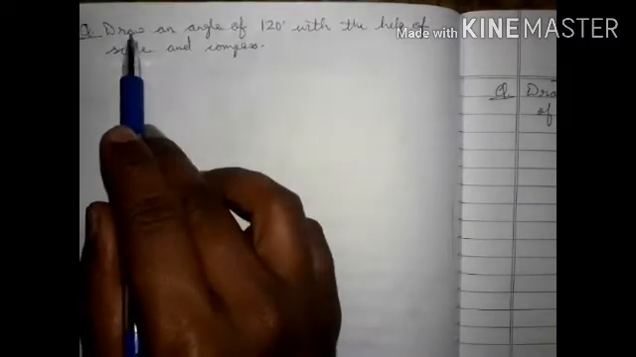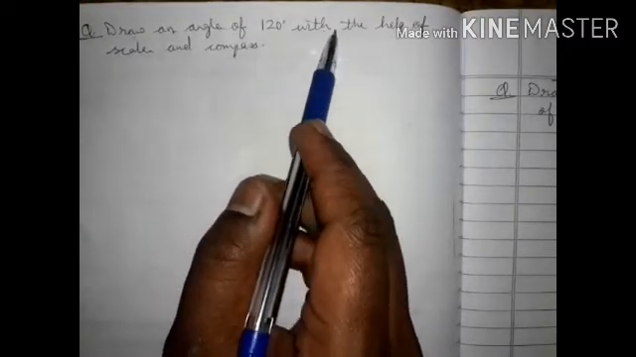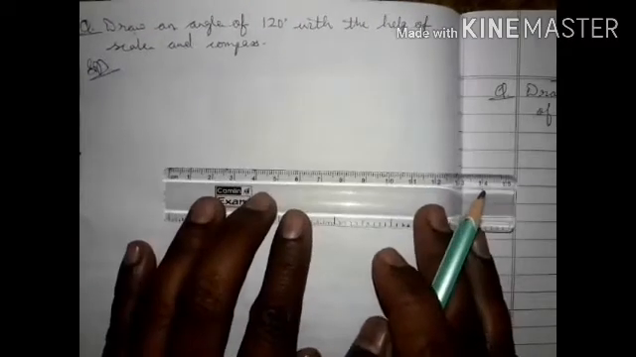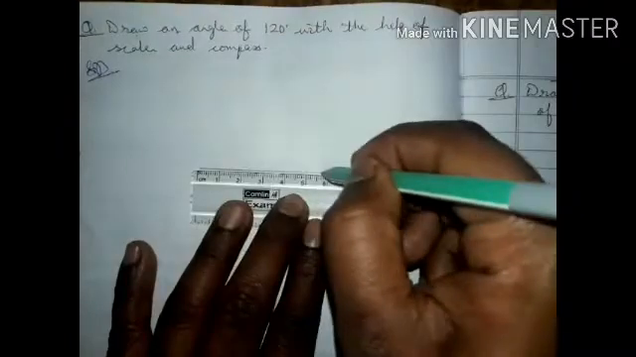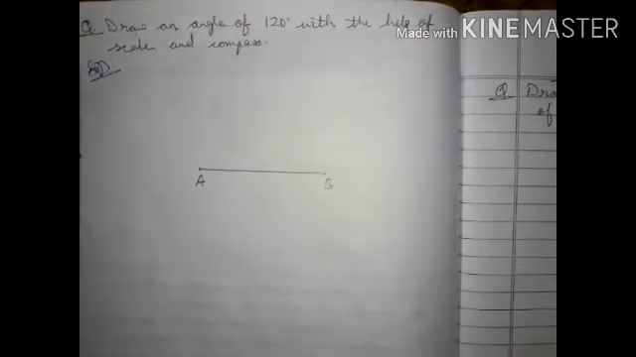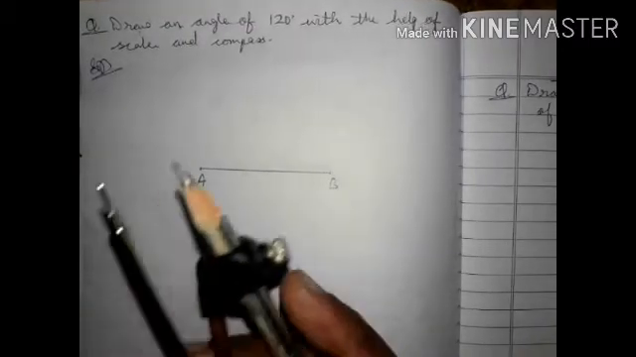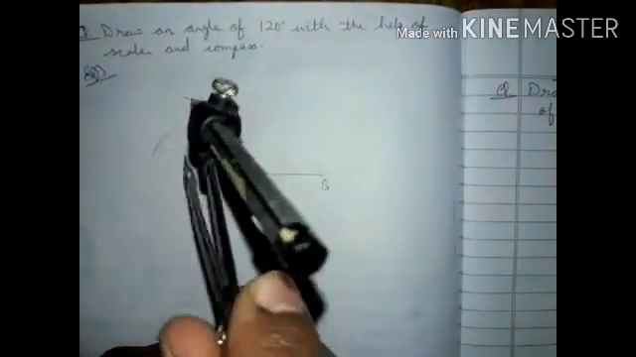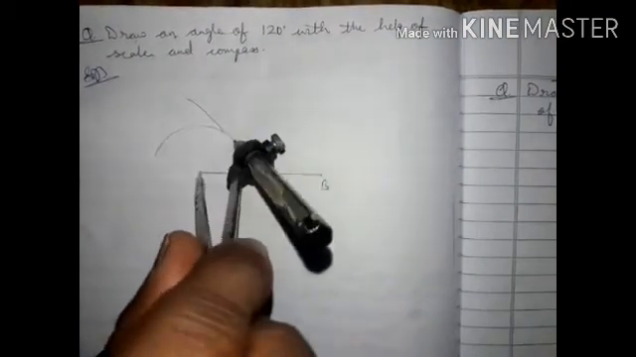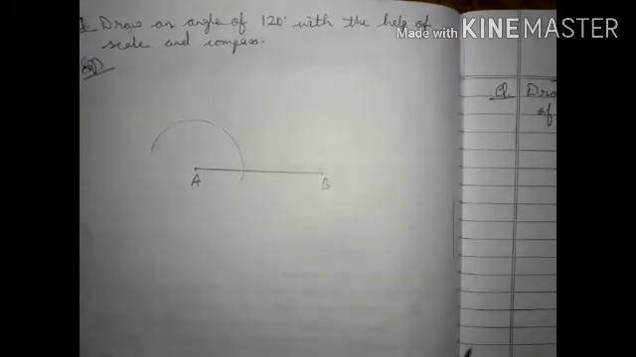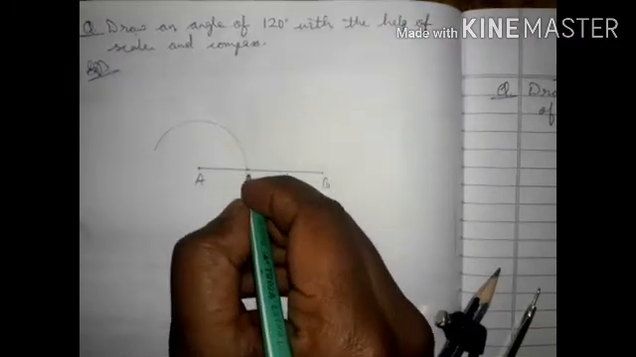Now our second question is, draw an angle of 120 degrees with the help of scale and compass. So solution, here we have to draw a line segment AB of any measure. Here write point A and here we have to write B. Now again take a small radius, taking A as center and draw an arc which cuts the line segment AB at point C.